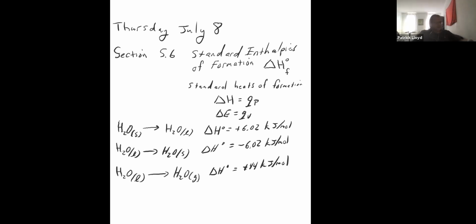Likewise, when water condenses, so when it goes from a gas to a liquid, now you've got an exothermic process, right? So now it's minus 44 kilojoules per mole. So condensing water releases energy, which is interesting, in the form of heat.